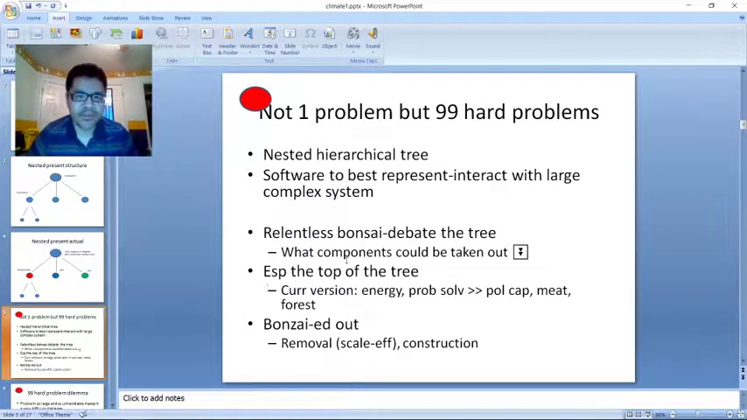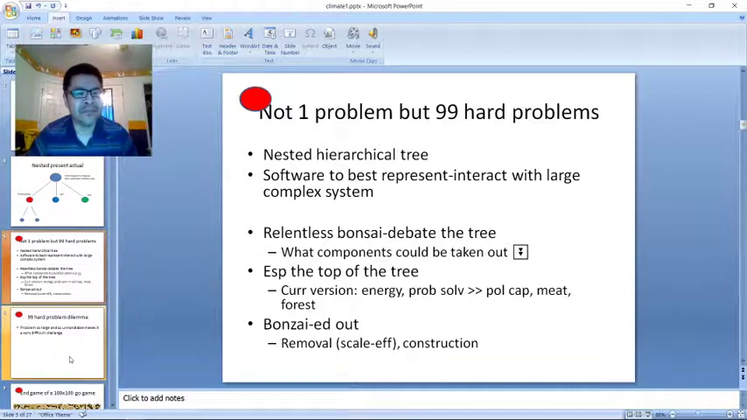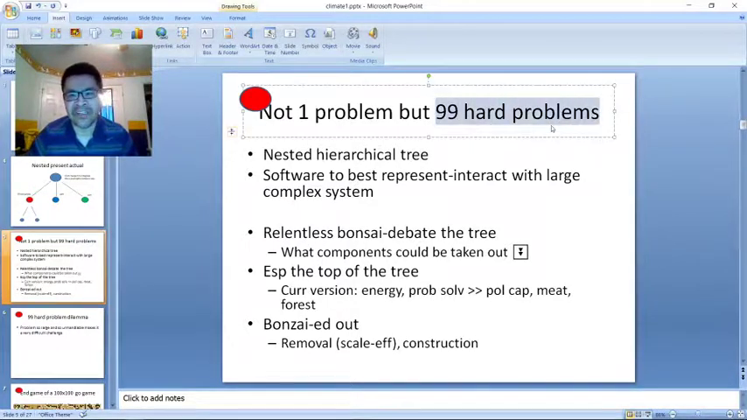One of the hardest aspects of resolving climate change is that it's not just one problem, but 99 hard problems. It's a nested hierarchical tree. So how do you represent the 99 hard problems in a comprehensive manner?